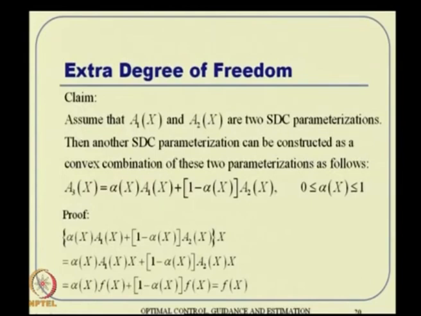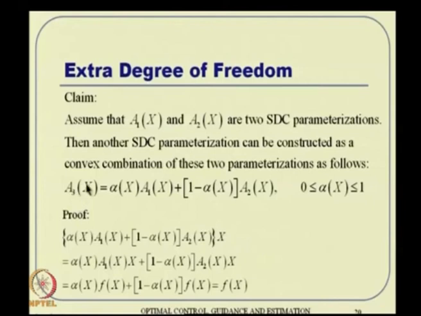Now, coming to that concept that I was talking about, something called extra degree of freedom. Remember, SDC formulation or SDC parameterization is not a unique parameterization. That means somebody can come up with an A1 and somebody else can come up with an A2 parameterization. Now, the question here is, can I not formulate an A3 because I already know A1 and A2? This is called a convex combination of A1 and A2. So, I construct an A3 of x which is a convex combination of A1 and A2, that means alpha times A1 plus 1 minus alpha times A2, where alpha itself can be a function of x also.